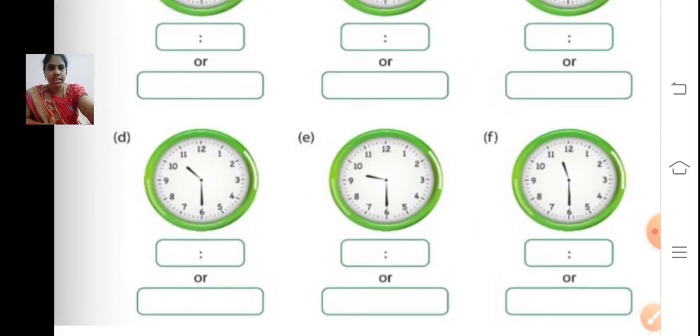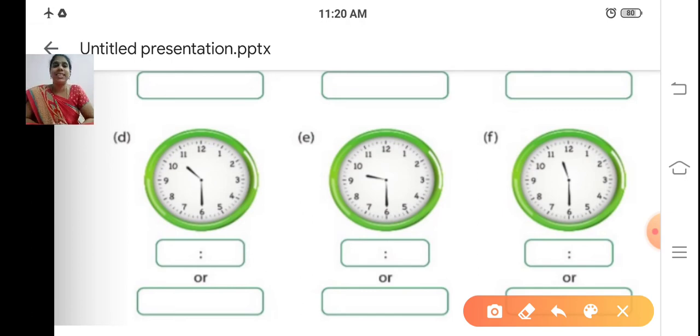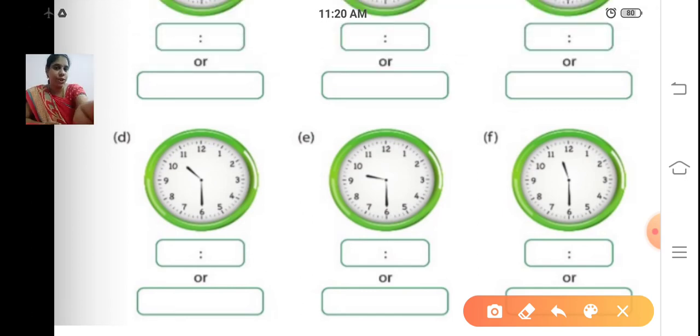Next one, just see the time and tell me where is the shorter hand. Yes, it crossed 10, right? Just see it crossed 10. So 10. And where is the minute hand, the longer hand? It is at 6. So 6 5s are 30. So the time is 10:30.